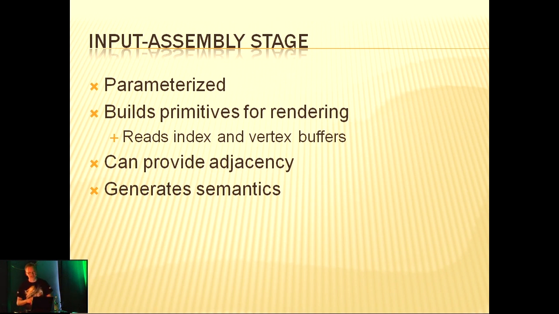It can also provide adjacency information as of DirectX 10, which means that it provides information about, for triangles, for instance, adjacent triangles, and you can use that information to do different kinds of extrusions and stuff like that. We're going to cover that in the geometry shader part later on. It also generates semantics, so you have information like vertex ID, instance ID, if you're using instancing. That's generated by the input assembly stage as well. So this is the starting point into the pipeline, which generates the primitives.